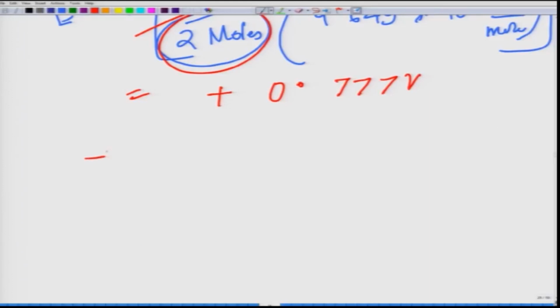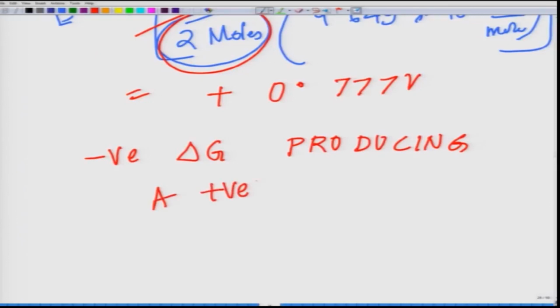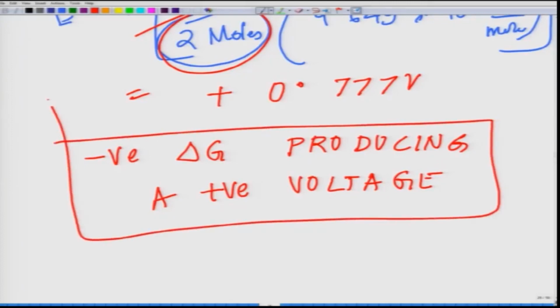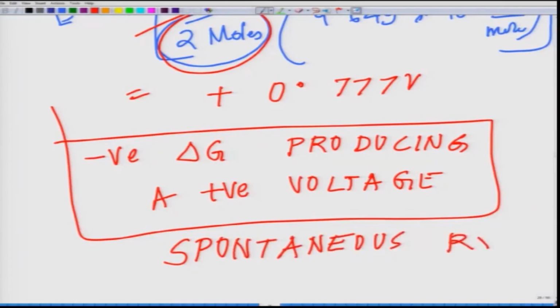So, this is a spontaneous chemical reaction: negative delta G produces a positive voltage. Vice versa, if there had been a positive delta G, which is a non-spontaneous reaction, you would have got a negative voltage. Okay.